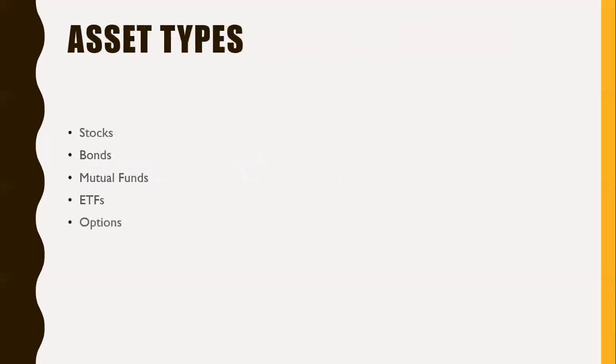So the next area that I want to talk about are the different asset types. I've listed 5 here. There's stocks, bonds, mutual funds, exchange traded funds, which is what ETF stands for, and finally options. We'll talk a little more about each of those.